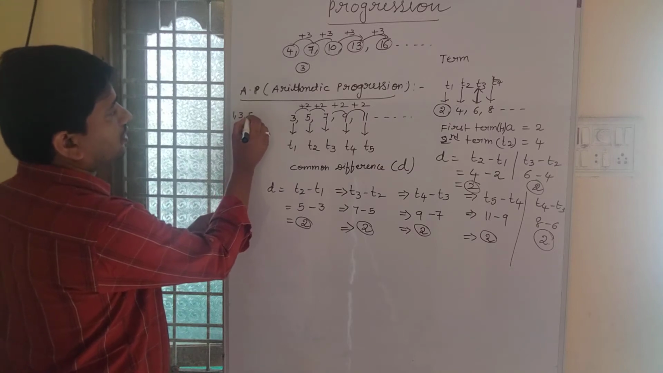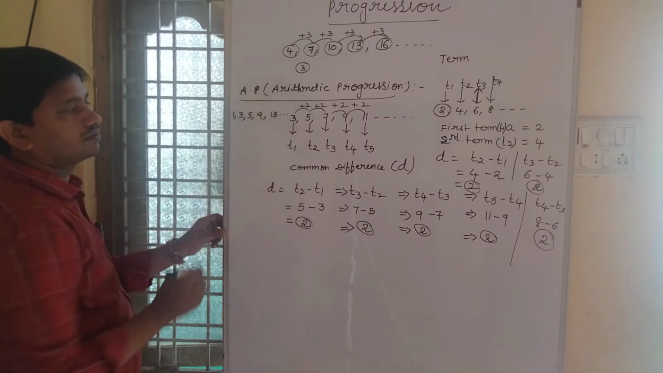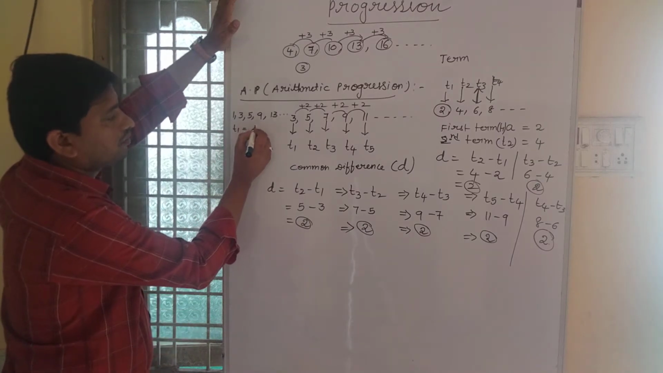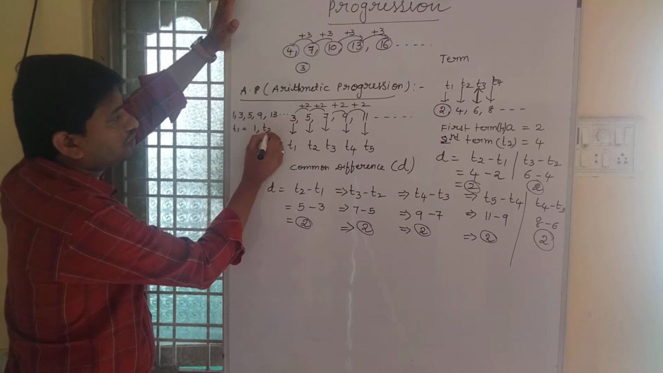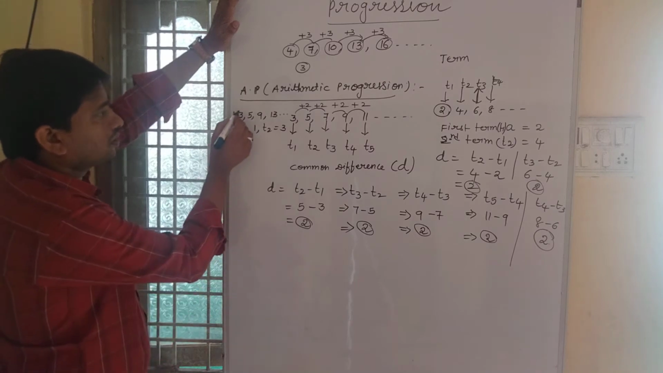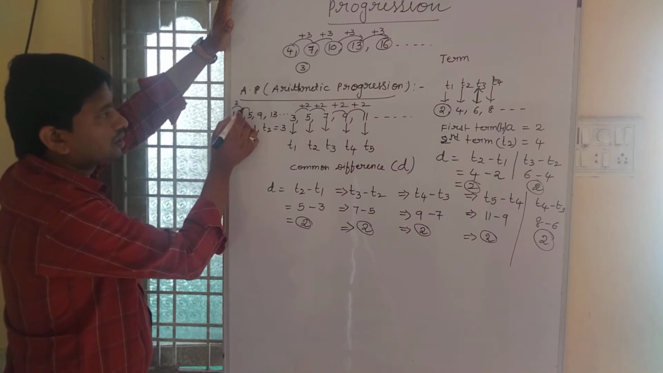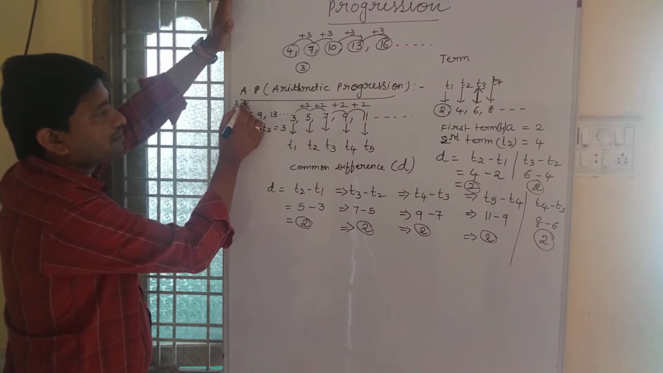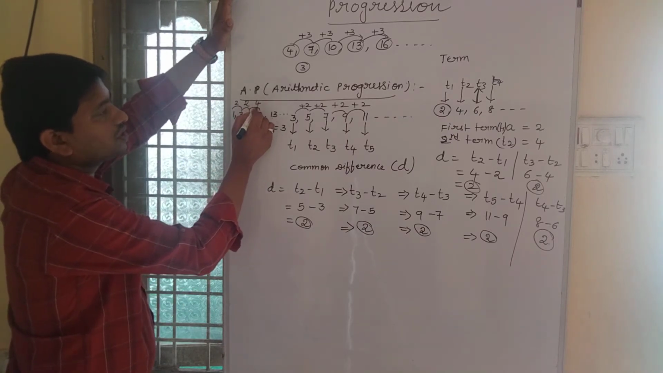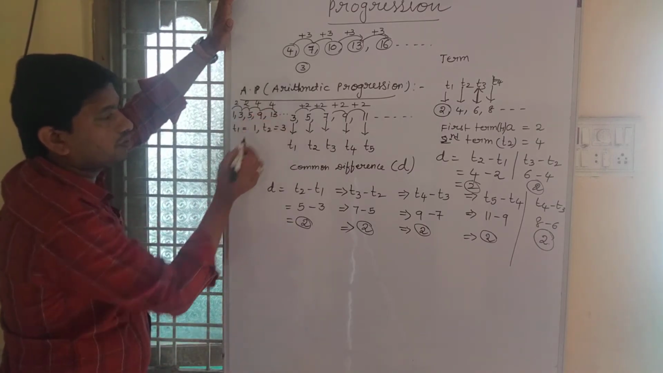Can you say, is the given sequence in AP? 1, 3, 5, 9, 13 and so on. If you observe this sequence, here the first term T1 is 1, and the second term T2 is 3. Okay, let us find the common difference. Here 3 minus 1, T2 minus T1, which is equal to 2. T3 minus T2, that is 5 minus 3, 2. T4 minus T3, that is 9 minus 5, which is equal to 4, students. And here 13 minus 9, that is equal to 4.